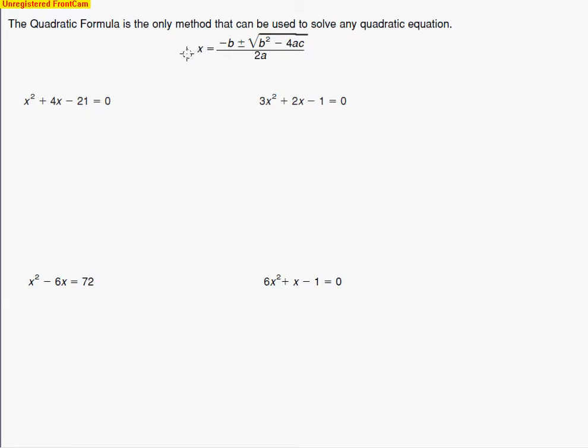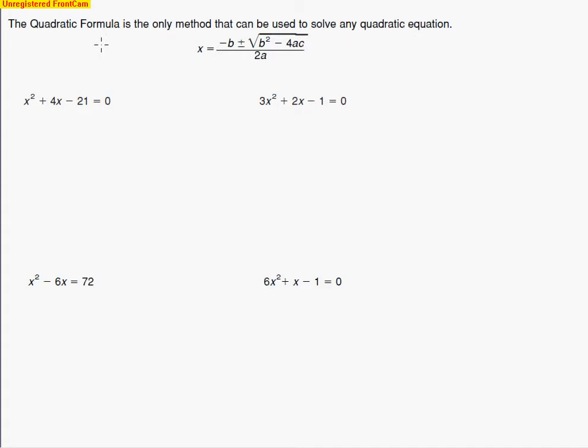We've also used factoring to solve. We've used square roots and completing the square. So we saw that factoring was the fastest method. However, not all quadratics can be factored. And when we used completing the square, we ended up with some problems that were difficult to deal with, especially when there was a coefficient out in front of the x squared term.